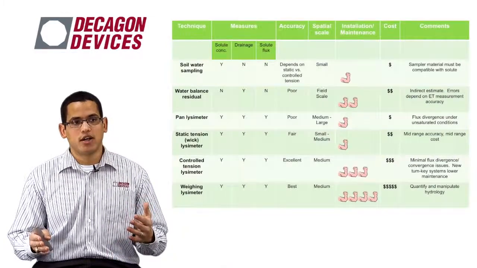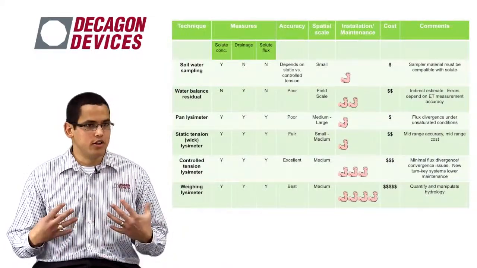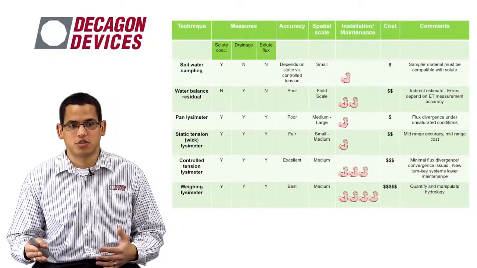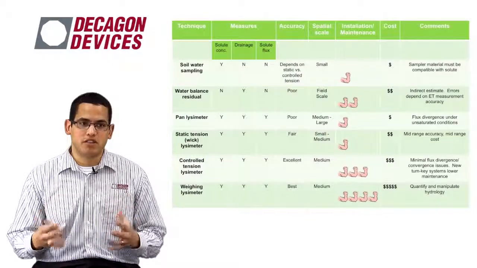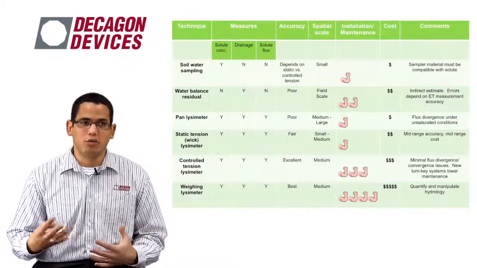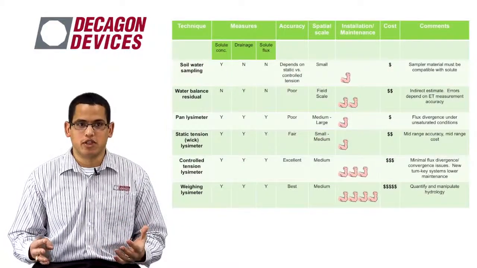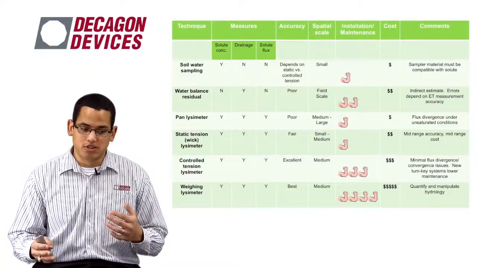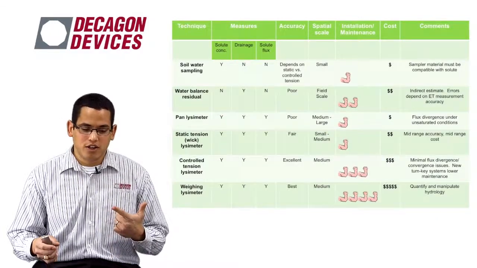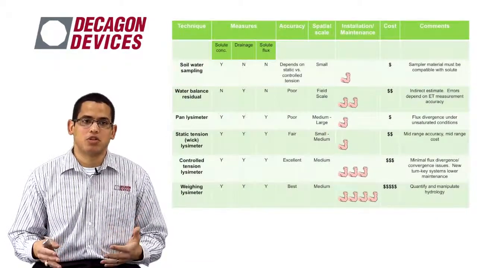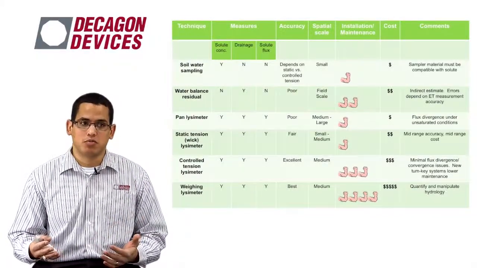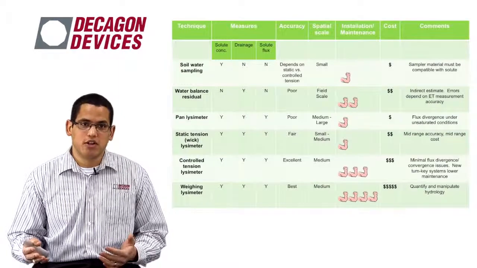And then with weighing lysimeters, you get, again, solute concentration measurements, drainage measurements, and solute flux measurements. This is going to give you the best accuracy of both deep drainage and evapotranspiration. And you're going to get medium scale, again, depending on how large of a weighing lysimeter you go with. But this is going to require a lot more maintenance, and the installation with these is going to be much more intensive than any of the other measurement methods. And it's also going to be a much more expensive method.